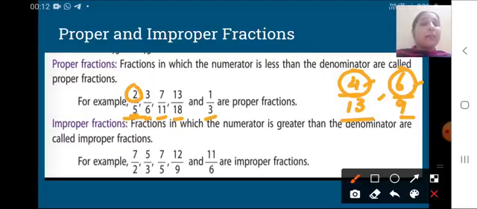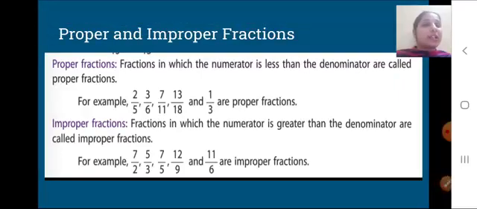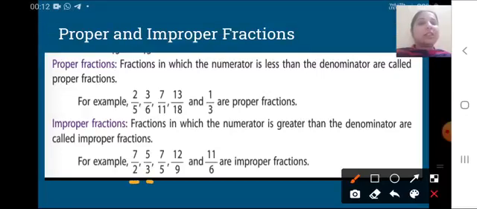Now, on the other hand, improper fractions. What are improper fractions? Fractions in which the numerator is greater than the denominator are called improper fractions. For example, you can see here 7 upon 5, 5 upon 3, 12 upon 9 and 11 upon 6. In all these fractions, you can see the numerator is greater than the denominator. Here 7 is greater than 2, 5 is greater than 3. If the numerator is greater than the denominator, then such types of fractions are called improper fractions.